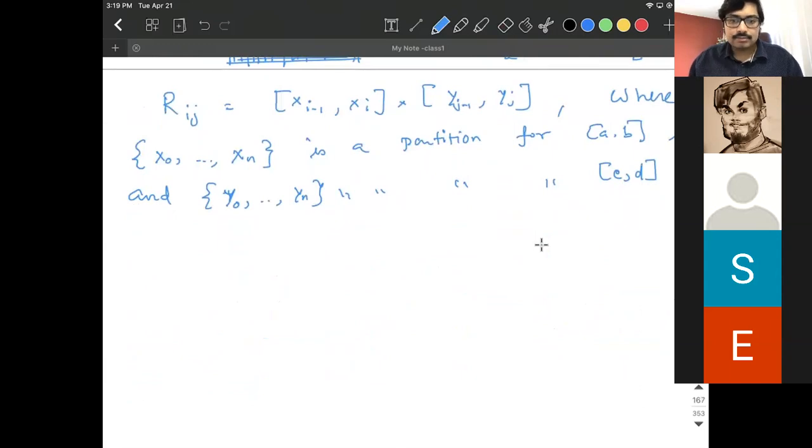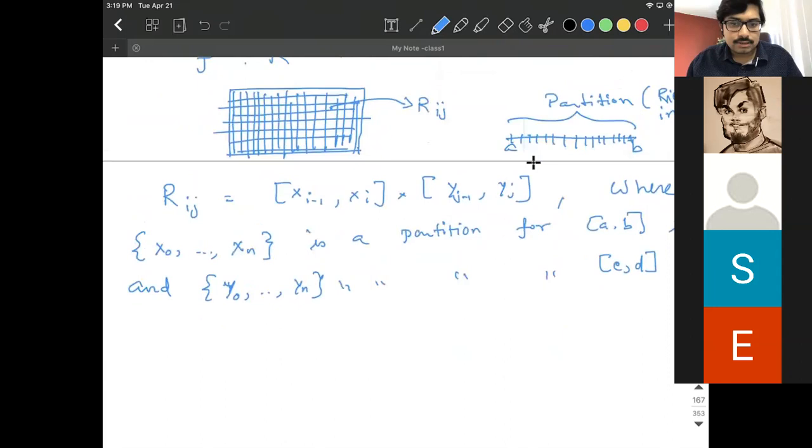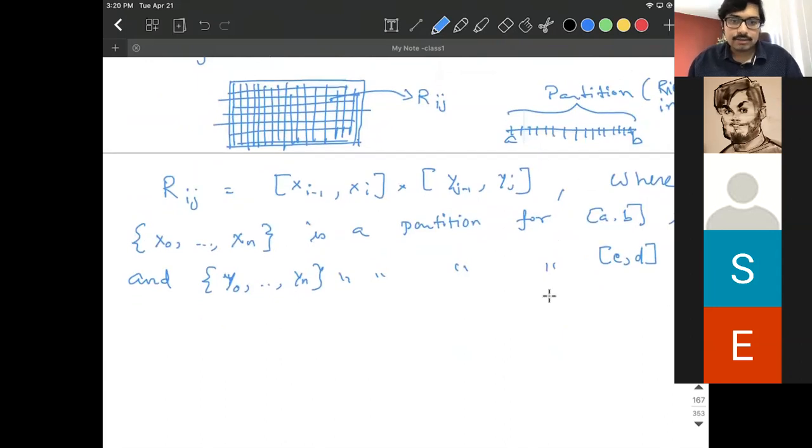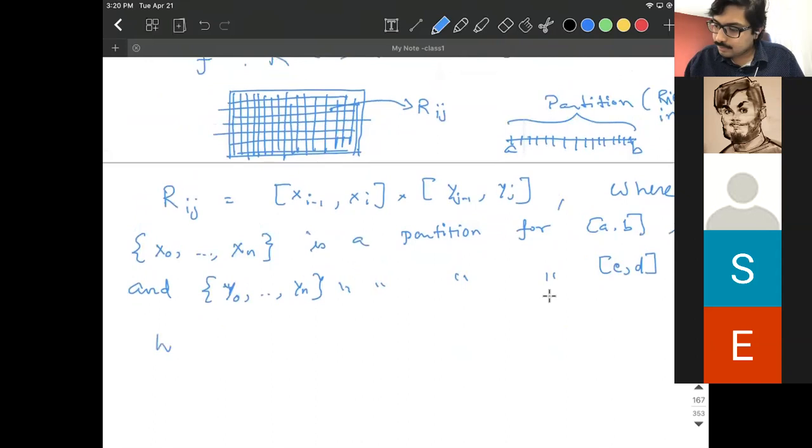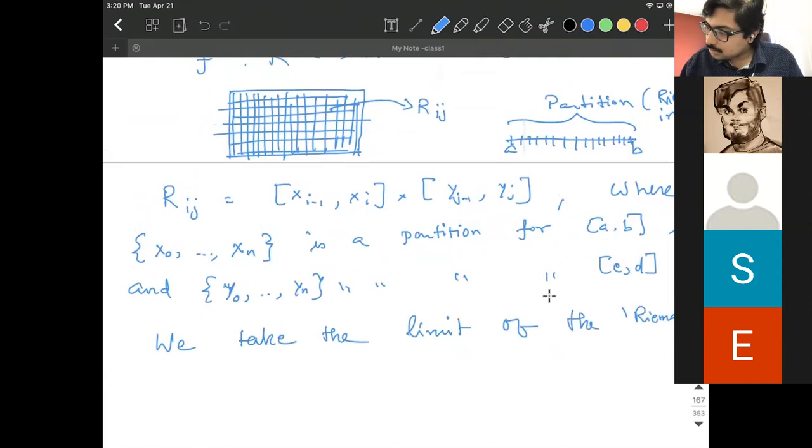And then much like Riemann integration, you define the Riemann sum related to this partition, and then you take the limit of this Riemann sum, and if the limit exists, you call that limit the double integral. So we take the limit of the Riemann sum in this case.